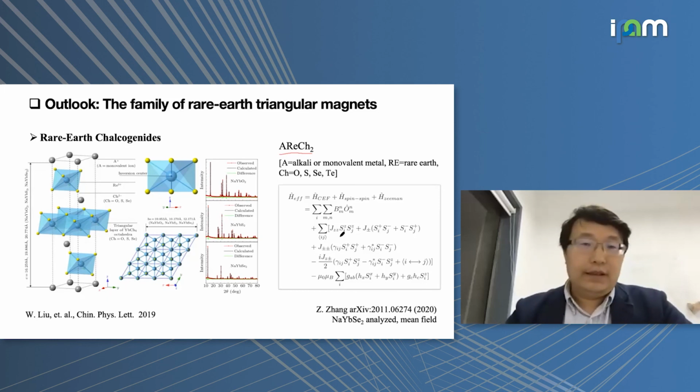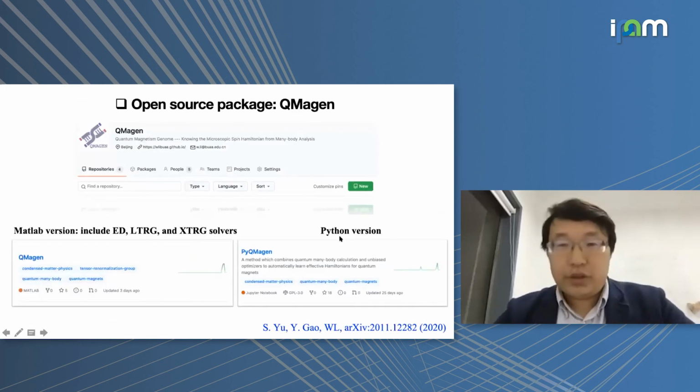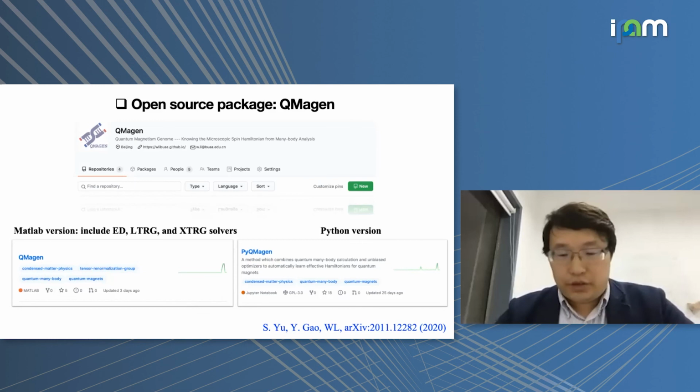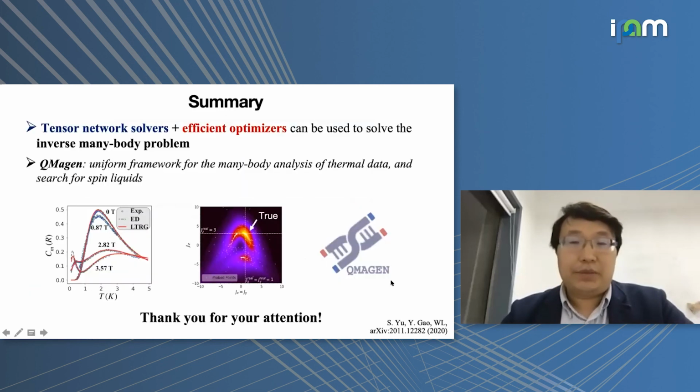Okay. And our code and this package, we call it QMagen, quantum magnetism genome. It's now open source. So you can check on GitHub, and also some details in our arXiv paper.